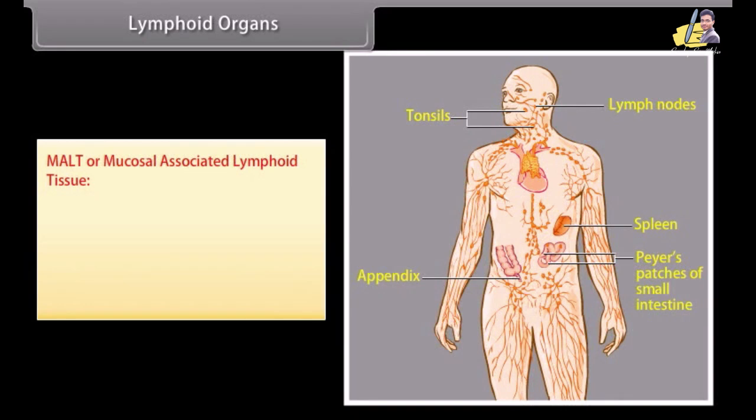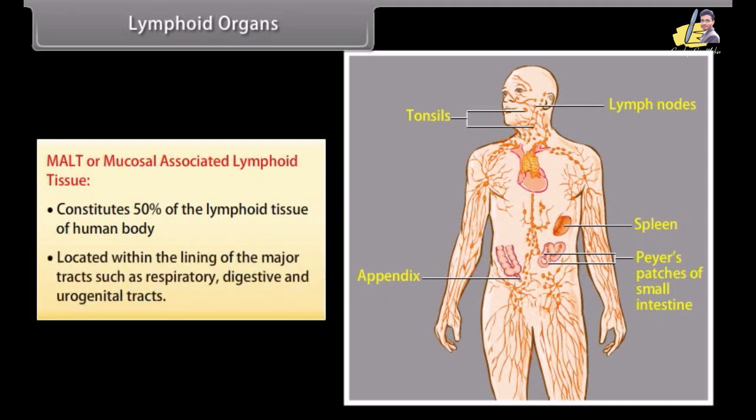MALT or mucosal associated lymphoid tissue constitutes 50% of the lymphoid tissue of human body. Located within the lining of the major tracts such as respiratory, digestive, and urogenital tracts.